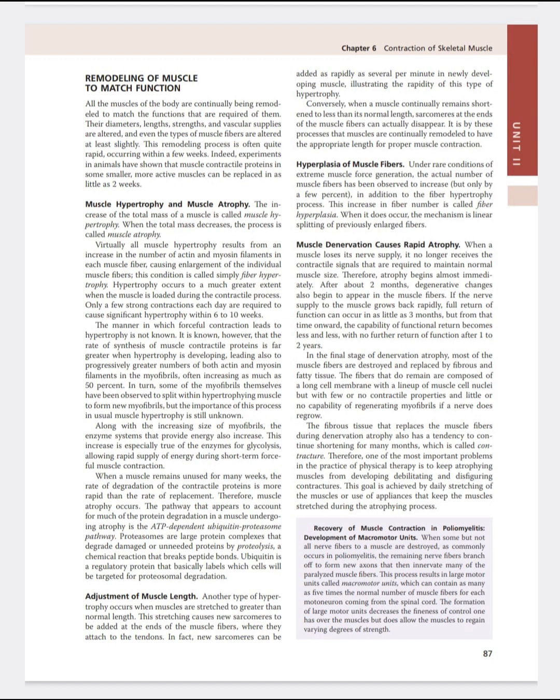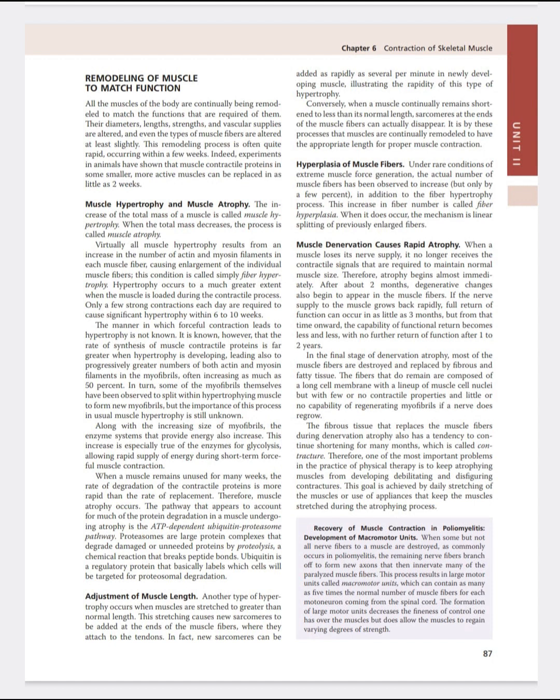Virtually all muscle hypertrophy results from increase in number of actin and myosin filaments in each muscle fiber, causing enlargement of the individual muscle fiber. This condition is called simply fiber hypertrophy. Hypertrophy occurs to a much greater extent when the muscle is loaded during the contractile process. The manner in which forceful contraction leads to hypertrophy is not known. It is known, however, that the rate of synthesis of muscle contractile protein is far greater when hypertrophy is developing.